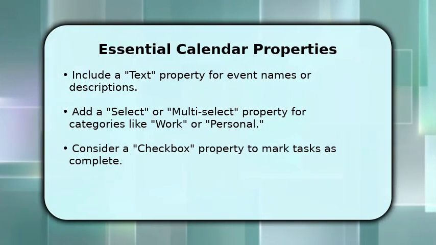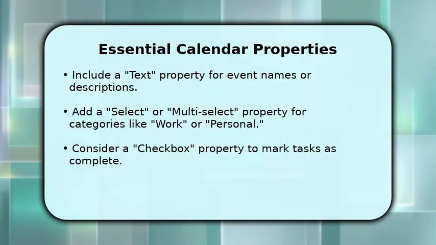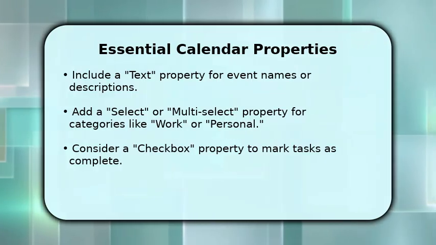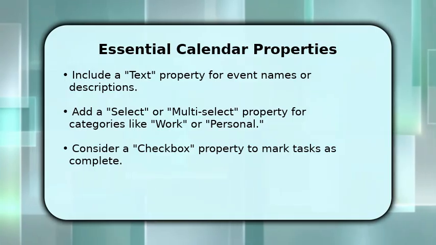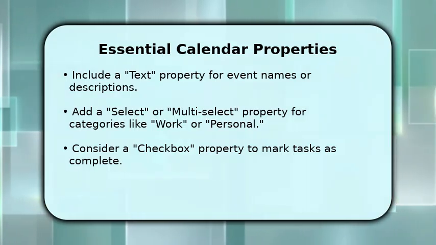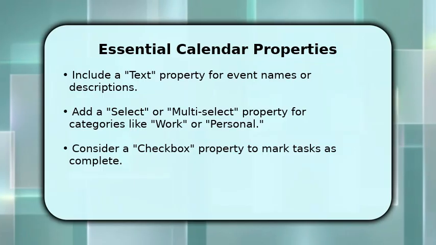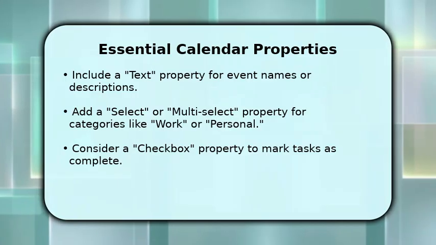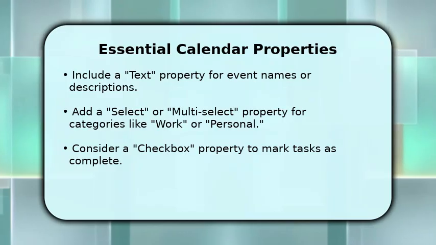Now, let's add some essential properties to make your calendar truly functional. You'll want a text property for the event name or a brief description, giving you space for important details. Next, add a select or multi-select property to categorize your events, perhaps into work, personal, or family. This helps with organization. Finally, a checkbox property is incredibly useful for marking tasks or events as completed, providing a clear visual cue for your progress.